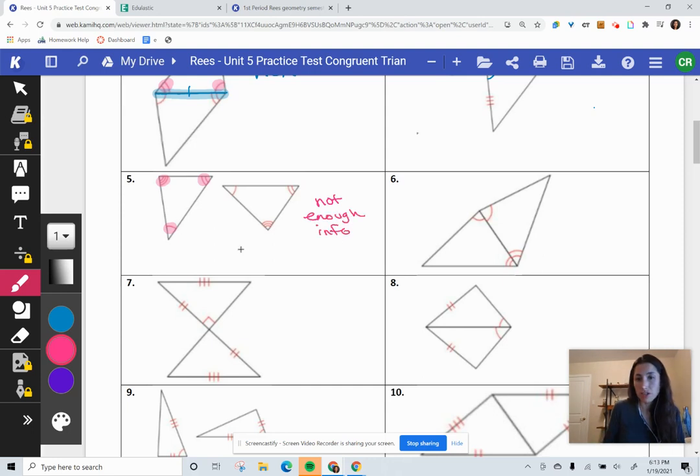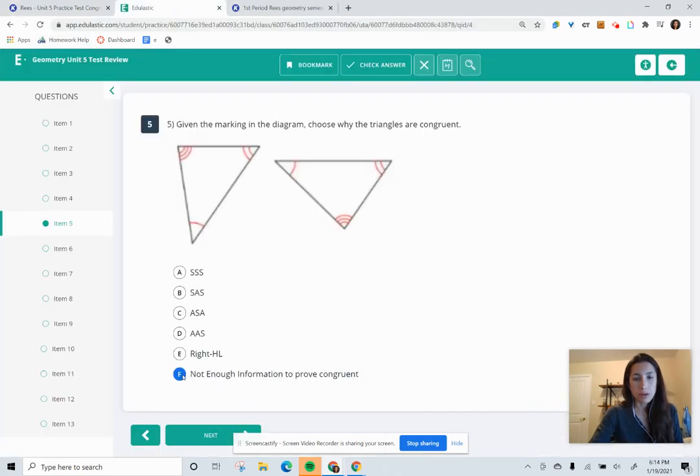So based on the information that they have now, we can't necessarily say they're congruent. And if you wanted to give a reason for that, you could say something like angle, angle, angle does not prove congruency. You also need a congruent side. Not enough information.